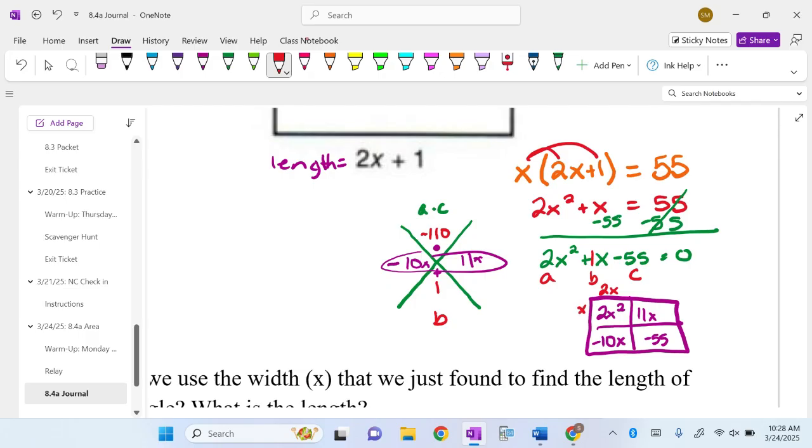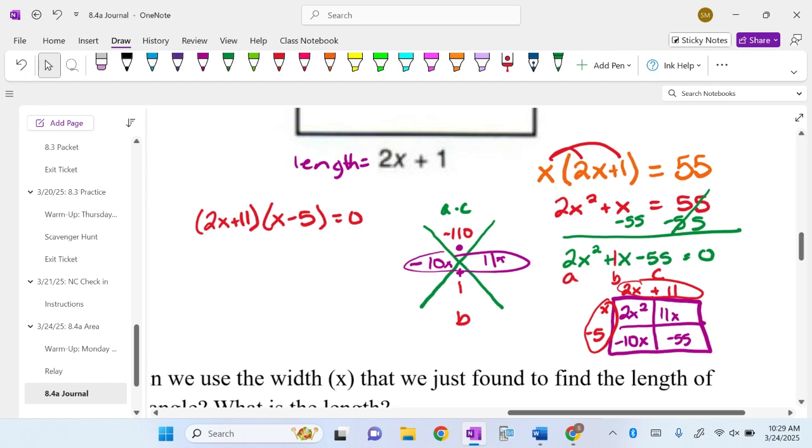So the x goes on this side because obviously a number times 2 will give us negative 10. And what is that number? 2x times what gives me negative 10x? Negative 5. So that's this number. x times what gives you 11? 11. So this would be plus 11. And then to check ourselves, negative 5 times 11 is in fact negative 55. So these are my two factors. My two factors are 2x plus 11 times x minus 5, and it's still equal to 0.